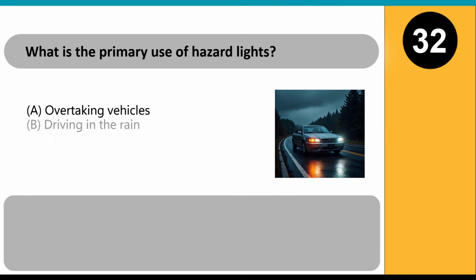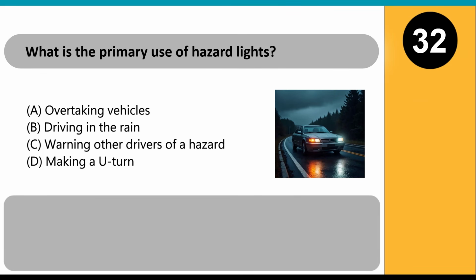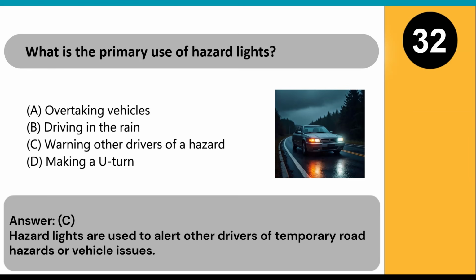What is the primary use of hazard lights? A. Overtaking vehicles. B. Driving in the rain. C. Warning other drivers of a hazard. D. Making a U-turn. Answer: C. Hazard lights are used to alert other drivers of temporary road hazards or vehicle issues.